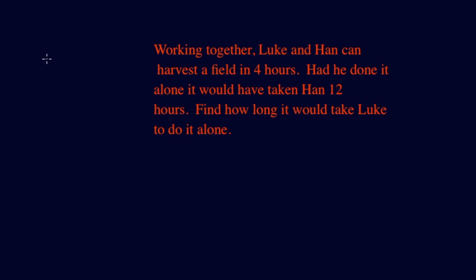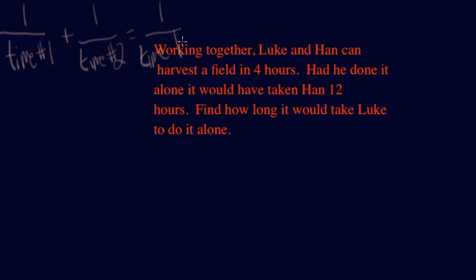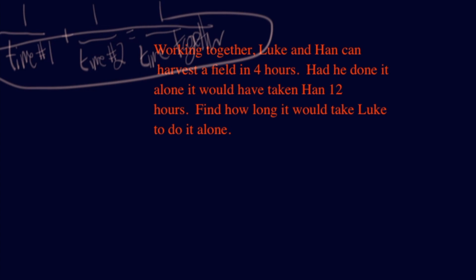Well, a little reminder that these questions use this formula, 1 over time of person number 1 plus 1 over the time of the person number 2, and then 1 over the time together. So time together. So one of these bottom parts is going to be x. So ask yourself right now, do we know how long it took Luke? Not at all. So we're going to make that 1 over x.